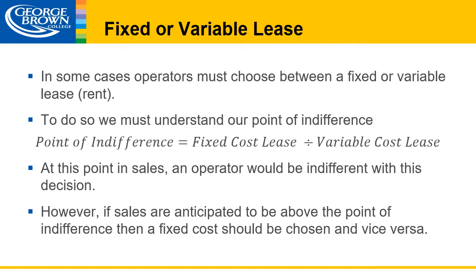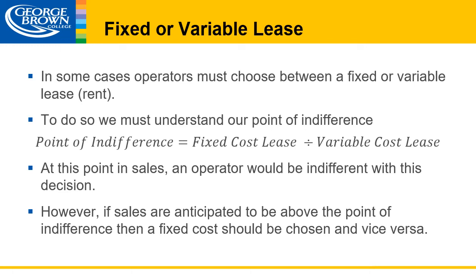Okay, some cases you may have that option whether you're going to pay a fixed rent, so it's not going to change, or variable. Okay, the variable lease means that the amount of rent that you pay is dependent on your sales level, right? This is normally calculated using a percentage, right? So your variable lease might be 25% of your sales, and that's how it's calculated, is multiplying it by sales.